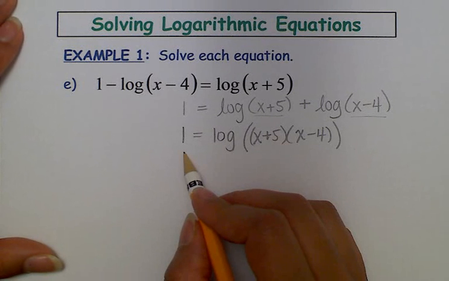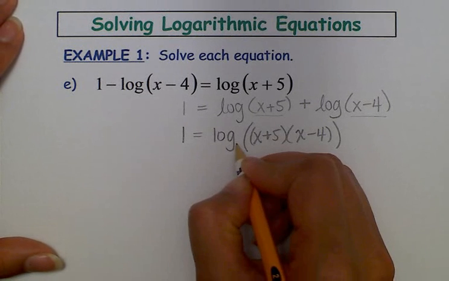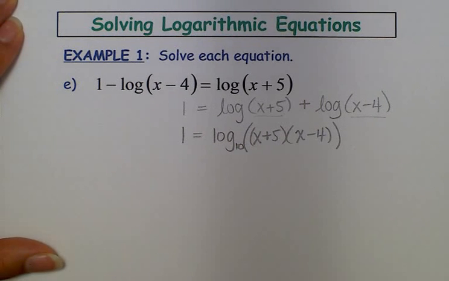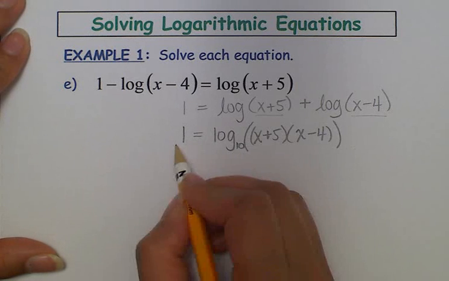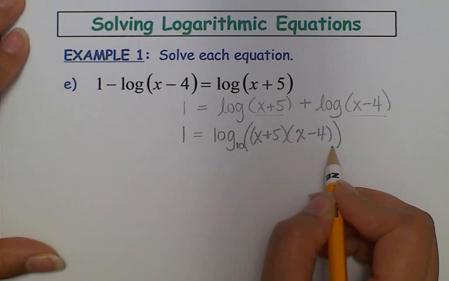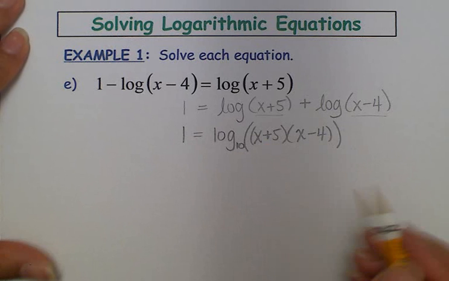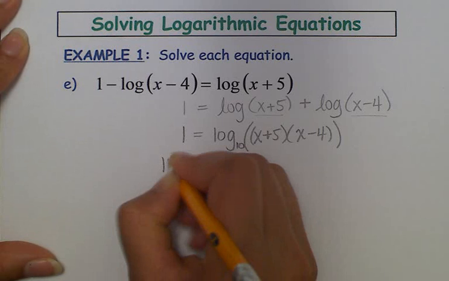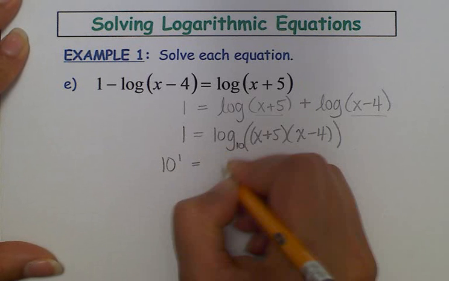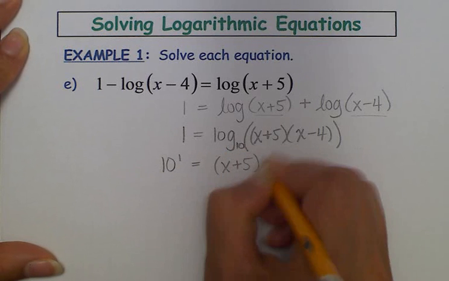And so I can actually rewrite this as an exponential equation. And I know that this is a common logarithm with a base of 10. So I can actually rewrite this as 10 to the exponent 1 equals the product that I have here. Okay, so that'll eliminate the logarithm. So I get 10 to the exponent 1 equals x plus 5 times x minus 4.